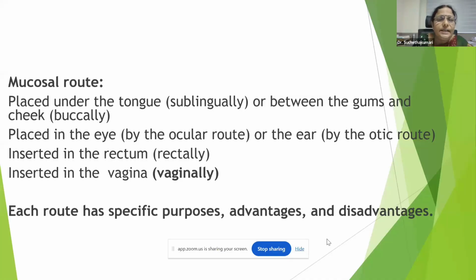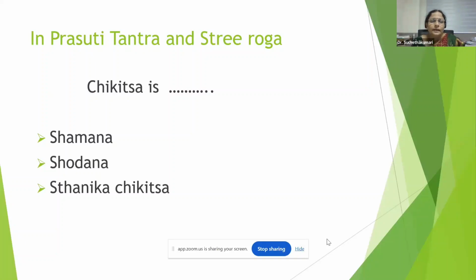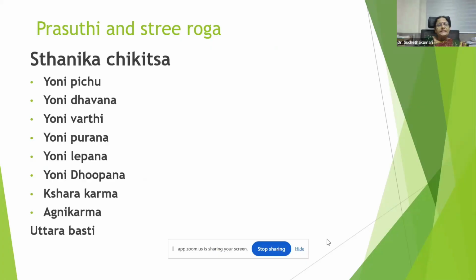Next, coming to the Streeroga and the Prasuti Tantra, in this we can classify the Chikitsa into Shamana Aushadhas or the Shodhana Chikitsa and the well-pronounced Sthanika Chikitsa. The different Sthanika Chikitsas which we can see in the Prasuti and the Streeroga are the Yoni Pichu, Yoni Dhavana, Yoni Varti, Yoni Purana, Yoni Lepana, Yoni Dhupana, Charakarma, Agni Karma, and the Uttarabasti.